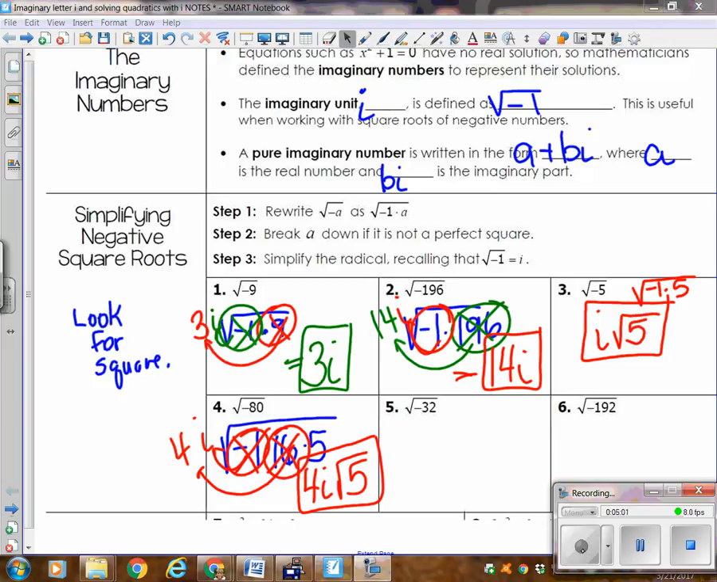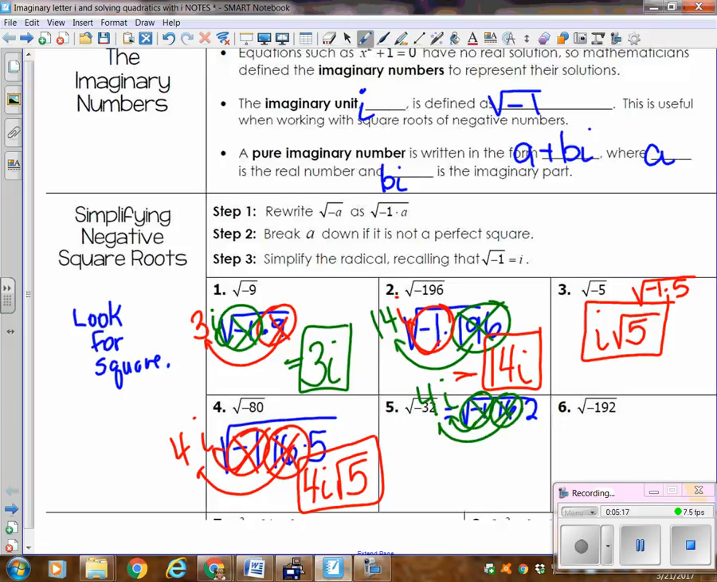I'll let you try the next one. Go. All right, if you break down negative 32, negative 1 pops out as an i. 16 pops out as 4. What about 2? 2 does not get to come out. So 4 and i are outside, and the square root of 2 on the inside.